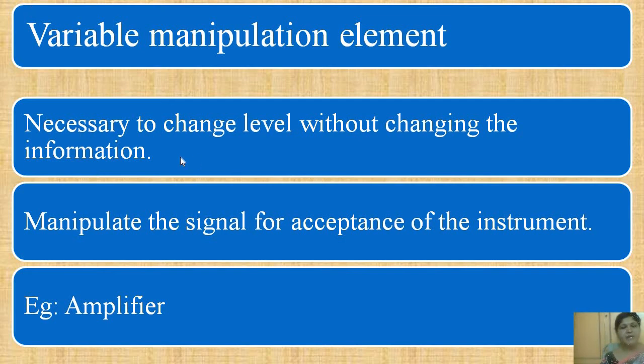This element manipulates the signal without destroying the information contained in the signal. Like if you want to amplify, we use an amplifier here, and the amplifier changes the amplitude of the signal but does not destroy the information. So the variable manipulation element only manipulates the signal without destroying the information content, so that it is acceptable to the other components of the measurement system.